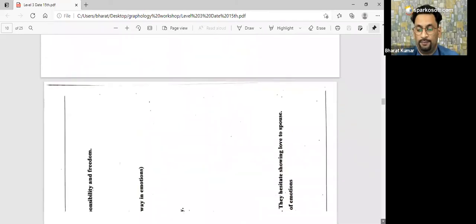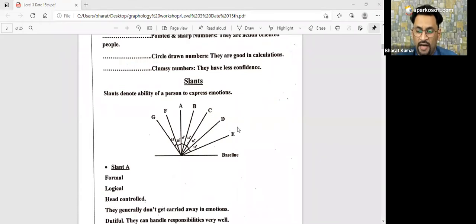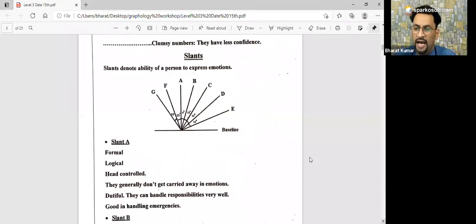Now, if slant is of type A, then the person will be highly formal in day-to-day life and behavior. He will do everything logically and in a highly calculative way. He will observe all pros and cons, and only after that will he take action. Proper controlled behavior. Head control means he will think thoroughly before taking action. And the person generally does not get carried away in emotion.